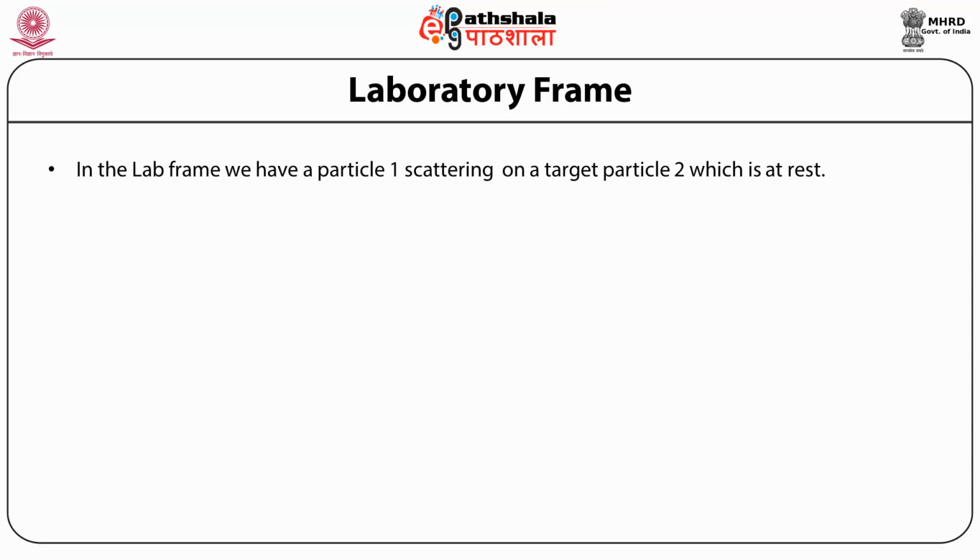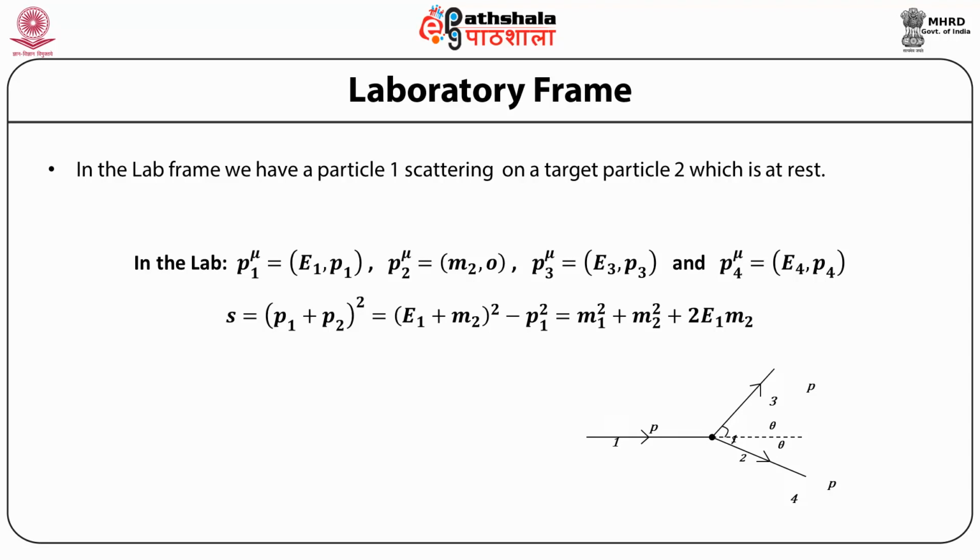In the lab frame, as shown in the figure, we have a particle 1 which is scattered on a target particle 2 which is at rest. In the lab frame, P1 mu is equal to (E1, P1), P2 mu is equal to (M2, 0), P3 mu is equal to (E3, P3) and P4 mu is equal to (E4, P4).